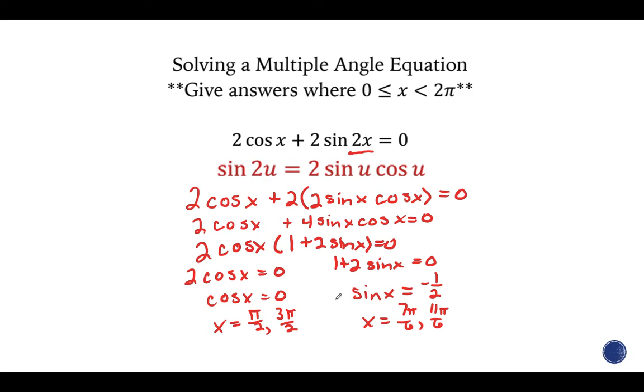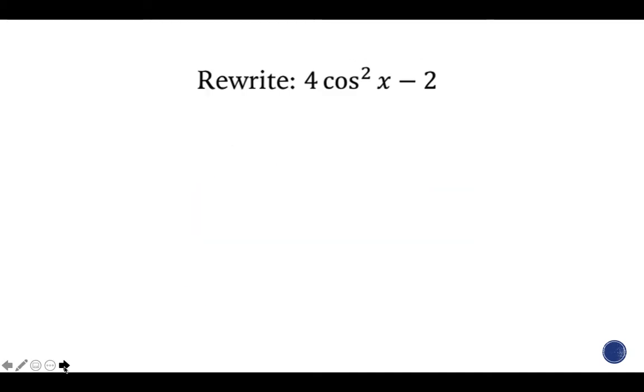All right, and so now we've got our 4 solutions between 0 and 2 pi to this trig equation. And again, we just simply used a double angle formula to help us solve this equation. All right, so that is one way that we can use our double angle formulas. All right, the other way is that we can use them to rewrite.